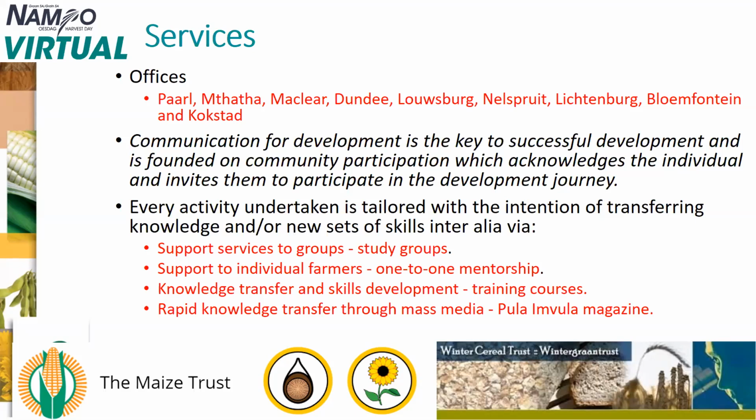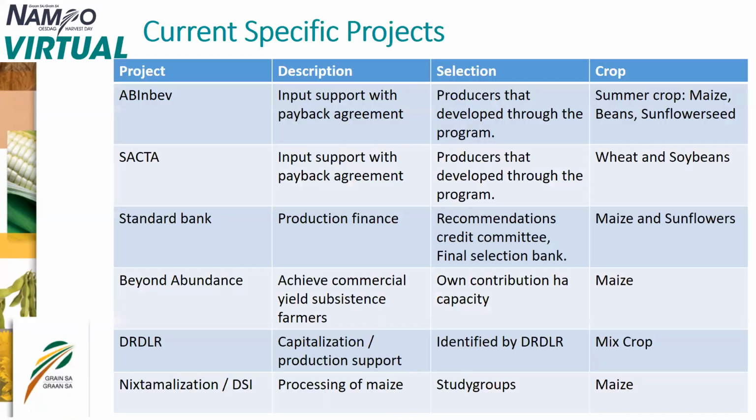Given all this knowledge transfer, we've got different projects that's happening that separate from our services. The specific projects that we're looking at, the first one is called AB InBev. That's where we provide input support for the producers. And at the end of the season, they need to do a payback agreement. The producers are selected through looking at what training courses they did at our program, making sure they're equipped with the knowledge to do this type of production.